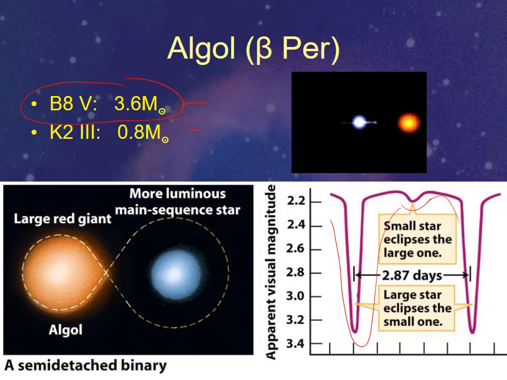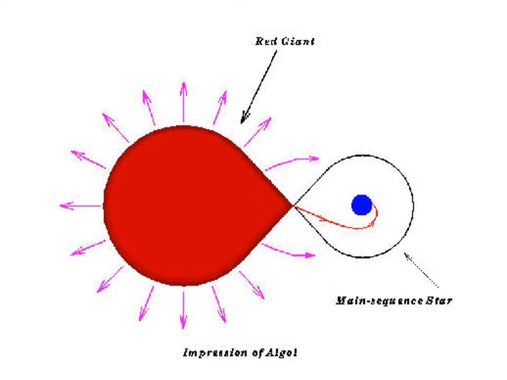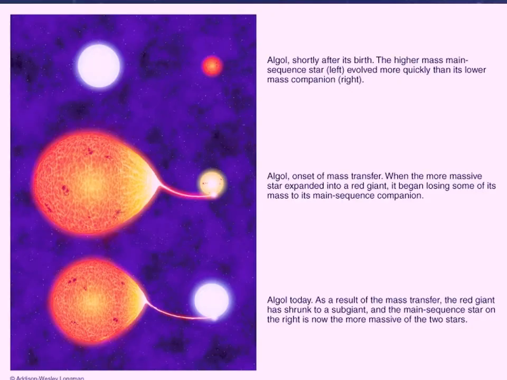Well, what we think actually has happened is that originally we had a high mass star and a low mass star, and the high mass star eventually left the main sequence. It filled its Roche lobe and started dumping stuff on the other star. So the high mass star lost mass and the low mass star gained mass. And that gave us the system that we have today, in which we have a high mass star, spectral type B, and it has more mass than the low mass star that's dying.